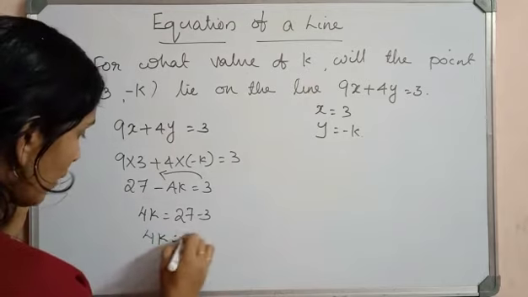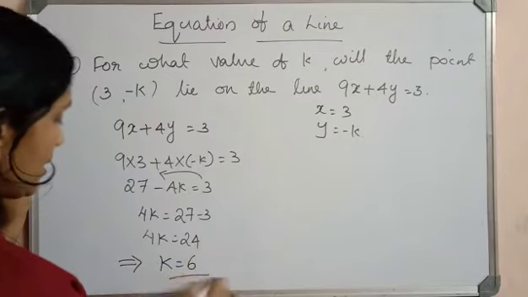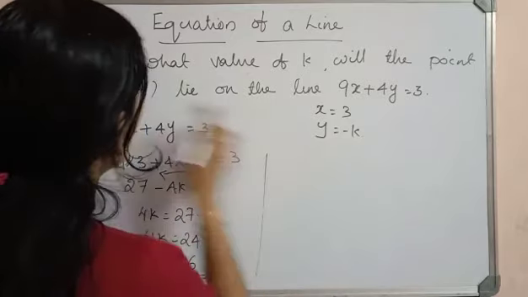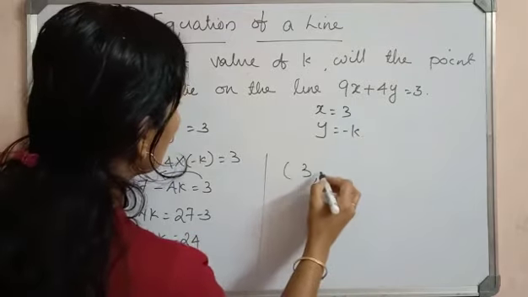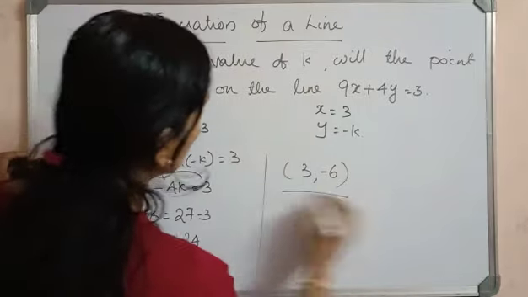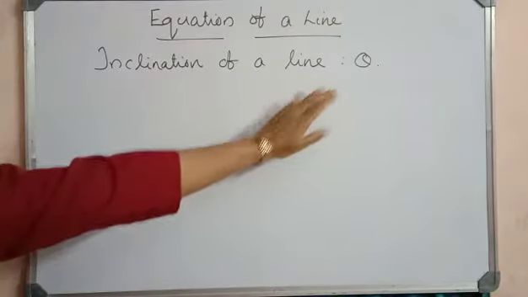4k is equal to 24, and this implies k is equal to 6. Therefore, when k is equal to 6, the point (3, -6) lies on the line 9x plus 4y is equal to 3. The next topic is the inclination of a line, theta.